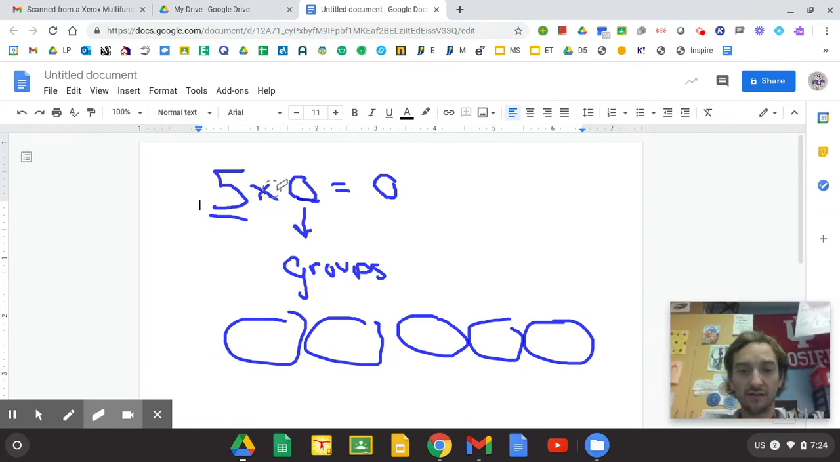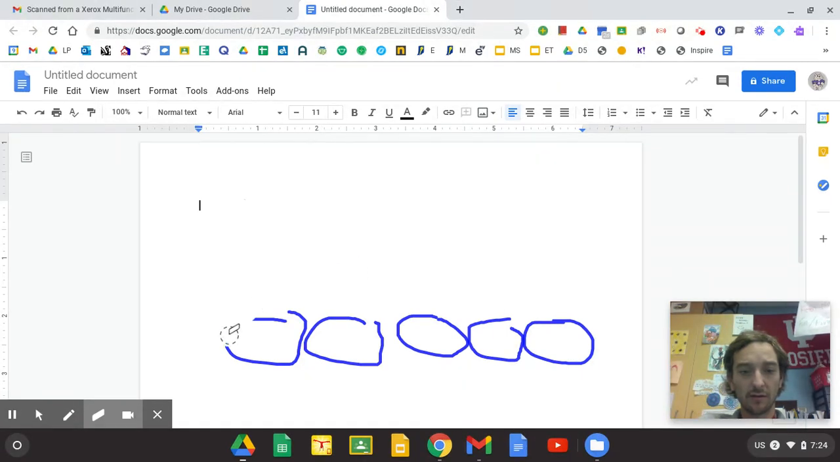0 groups of 0, anything times 0 is 0. Okay, just think of it as you don't have any groups. Have 0 groups of something. So then the other one, also easy, is times 1.